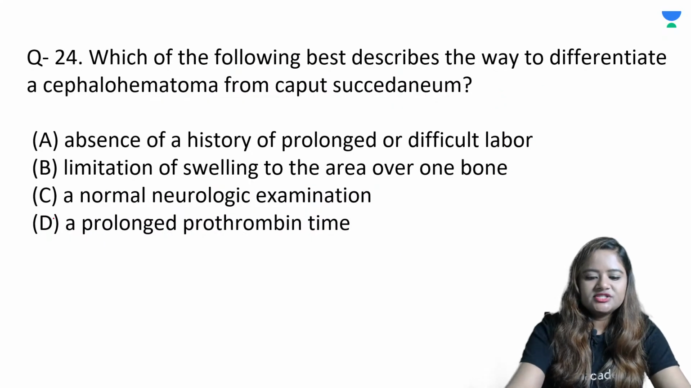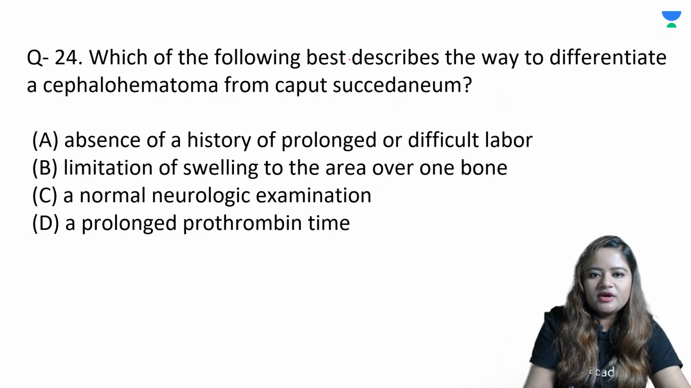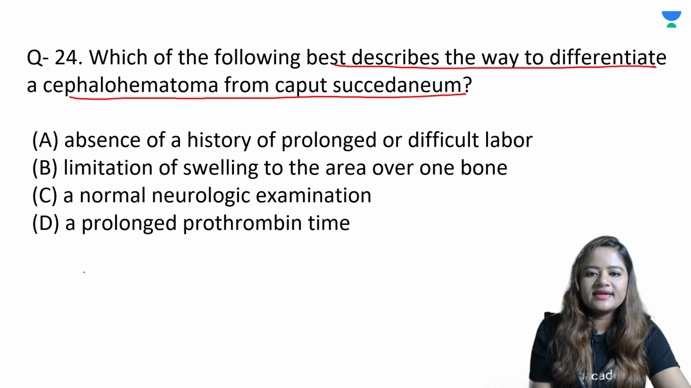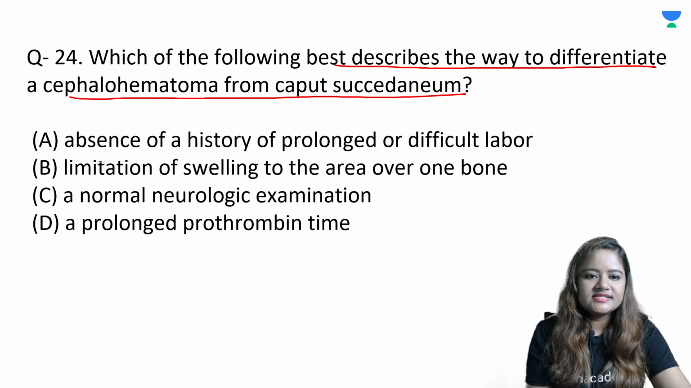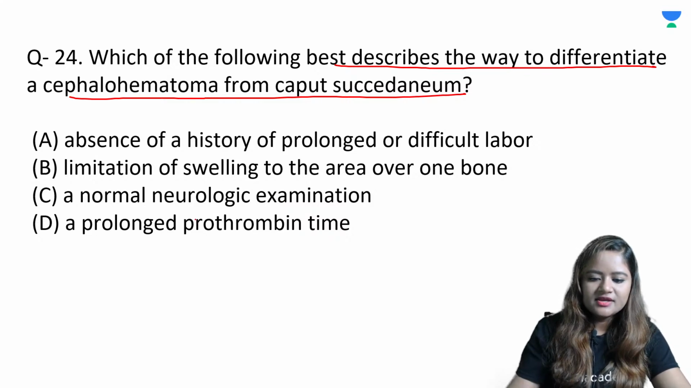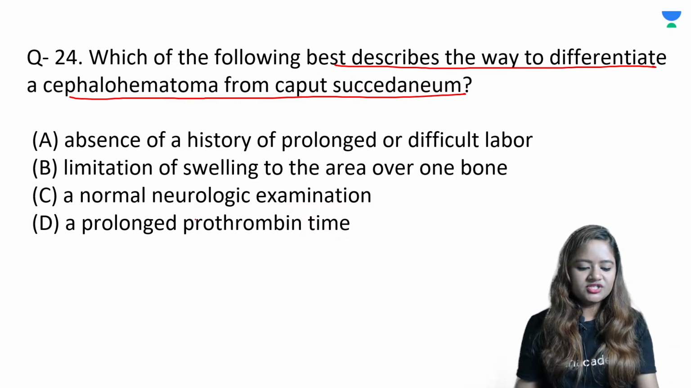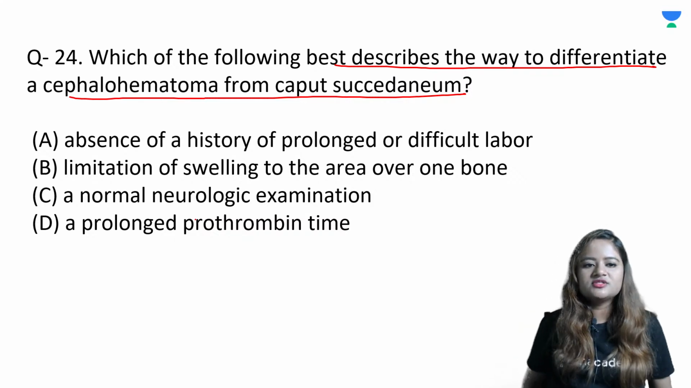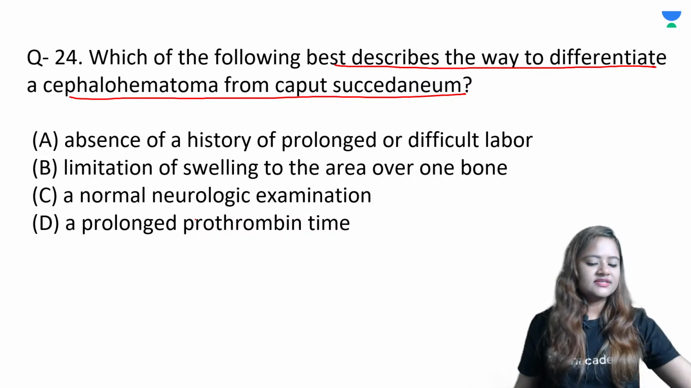Okay. Next question, question number 24. Which of the following best describes the way to differentiate between cephal hematoma and caput succedaneum? Is it absence of history of prolonged labor? Is it present in both or not? Is it limitation of swelling to the area of the bone that it covers? Is it having a normal neurological examination or a prolonged prothrombin time? So which factor can you use to differentiate whether the baby has the swelling because of cephal hematoma or caput succedaneum?